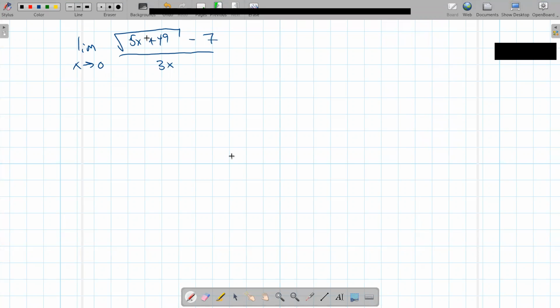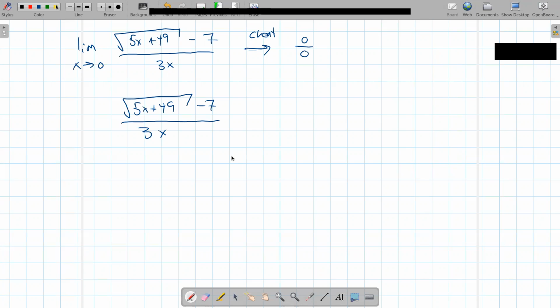If we plug in 0, then we're going to get the square root of 49, which is 7, minus 7 is 0 over 0. So if we cheat and plug in, we get 0 over 0, which tells us to try something else. And generally, if you have a square root plus or minus something, then you do the algebraic conjugate, which means take what you started with, the square root of 5x plus 49 minus 7. And in the bottom, we have 3x.